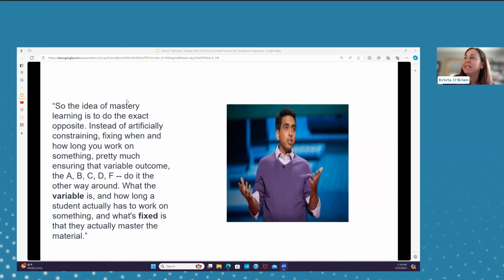So he talks about the idea of mastery learning is to do the exact opposite. Instead of artificially constraining, fixing when or how long you work on something, pretty much ensuring that the variable outcome is the A, B, C, D, F, do it the other way around. What the variable is, is how long a student actually has to work on something, and what's fixed is that they're actually going to master the material. So that's what I did with my class. I started revamping.